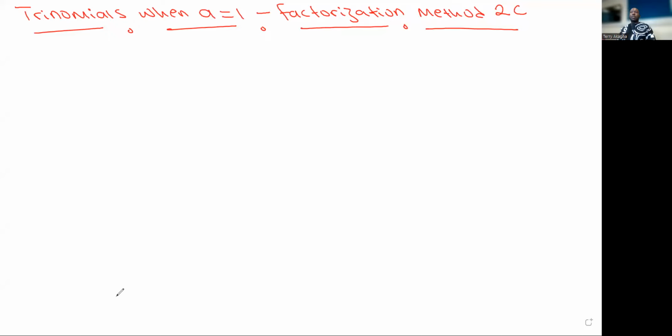We're going to talk about trinomials, all right? When a is equal to 1 under the factorization method. So this is the third one, this is C. We've talked about common factors, we've talked about difference of two squares. So now we're talking about trinomials, all right?